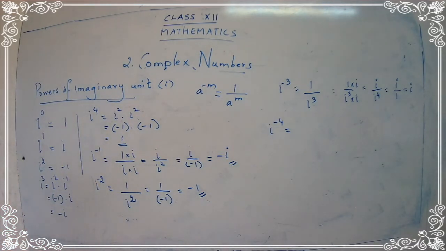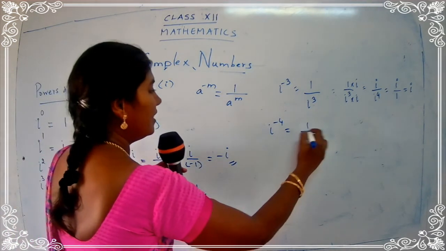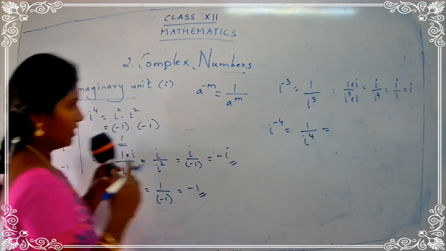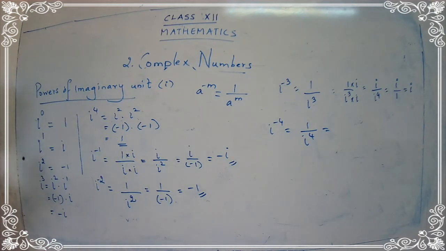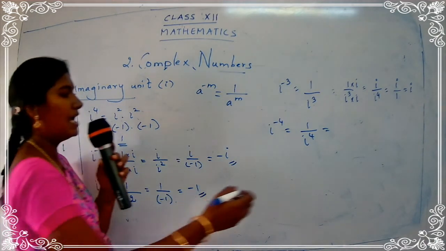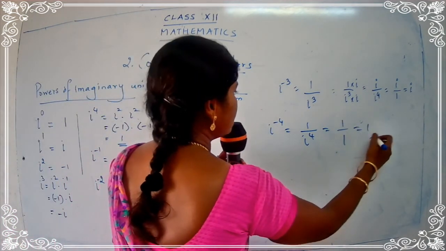It's simple. I want you to try out the last part. Come on, do the sum by yourself. So I raised to minus 4 will be written as 1 upon I raised to 4. We know the value for I raised to 4. What is the value for I raised to 4? I raised to 4 is 1. So the answer is 1 upon 1, which is taken as 1.